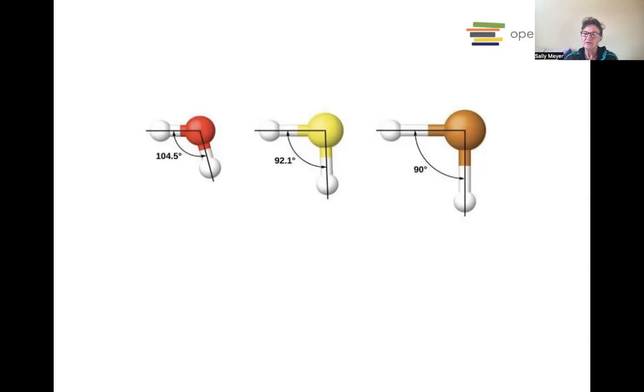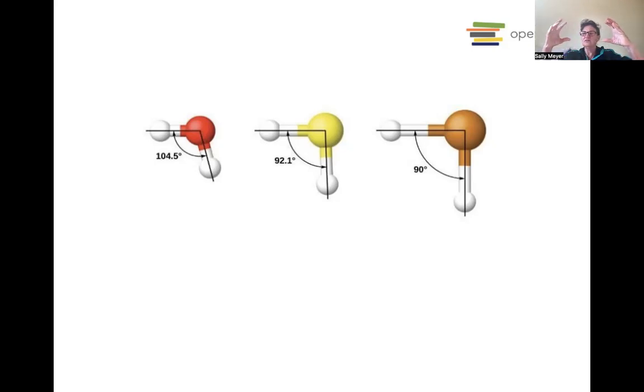But as you go down the periodic table, so this would be, I think, water and hydrogen sulfide, and then this is hydrogen selenide. So this is just going from oxygen to sulfur to selenium down a group. But it shows you that when you're at the top of the periodic table, the electrons are close together because they're in a region of space that's pretty small.